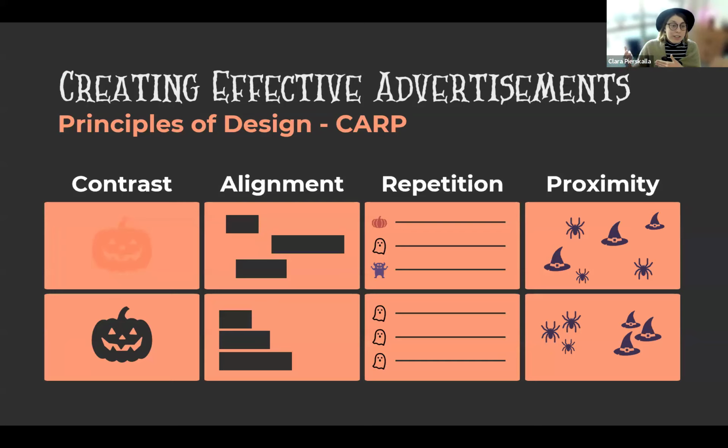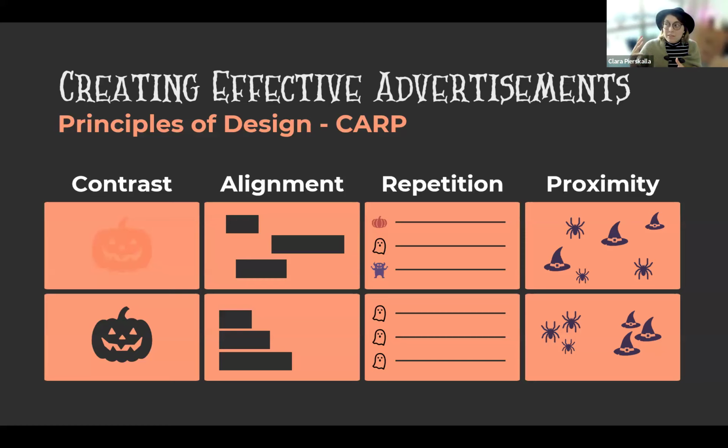Contrast means making sure that things are visible, so the colors actually pop out, you can read the text, and pictures are actually visible. Alignment means making sure everything is aligned in one place. When things are lined up in a good way, it's more visually appealing and easier to follow.